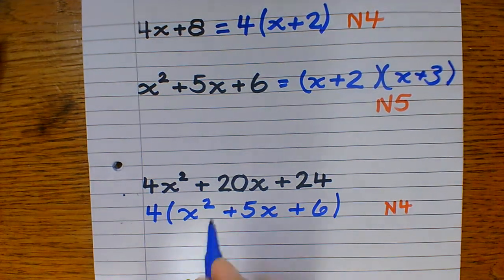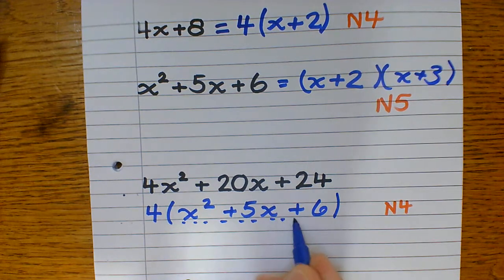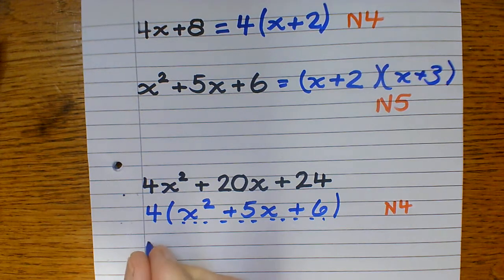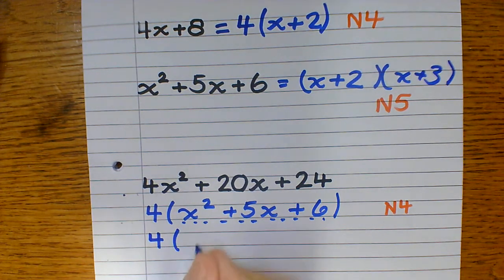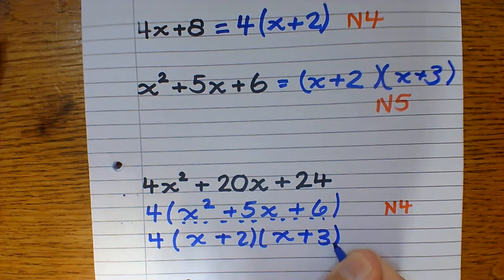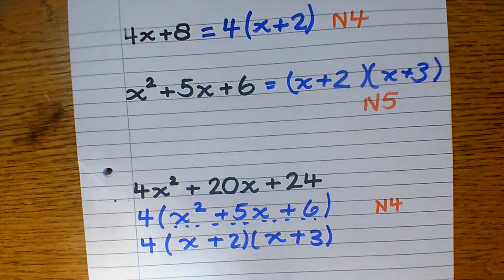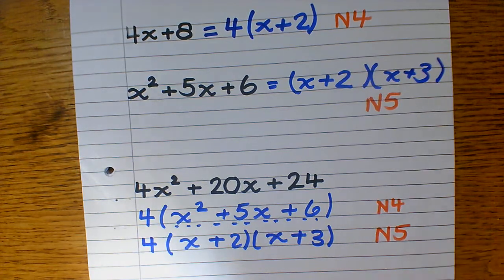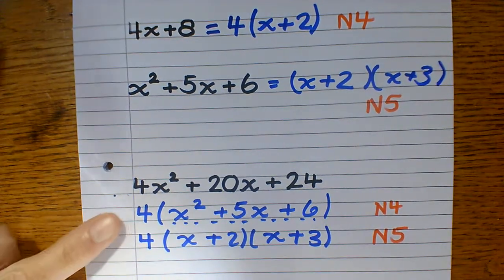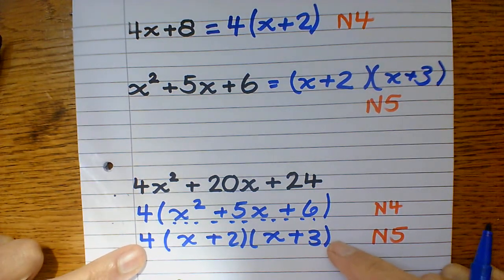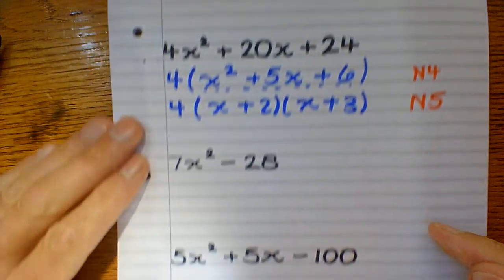But then if we have a look at this bracket here, we can do the National 5 bit of splitting that bracket into 2, of factorising it. And it's the one we used above, so it's 4 times x plus 2 times x plus 3. So that's us done the National 5 part. First we took out the common factor, then once we'd taken out the common factor, we split the bracket into 2, or we factorised it.